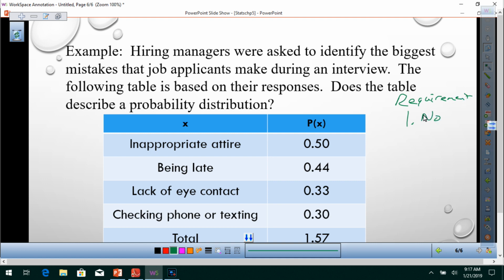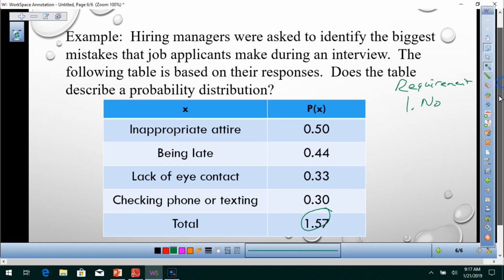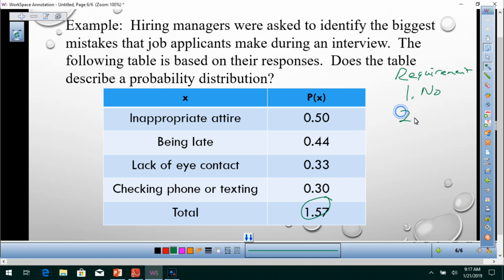No. All right. What about requirement 2? The sum of p of x equals 1. Well, here the sum of p of x is 1.57. So requirement 2, no. And requirement 3, each p of x is between 0 and 1. And yes, that makes it. But since the other two are no, we would say no. Okay, this does not meet the requirement for a probability distribution.